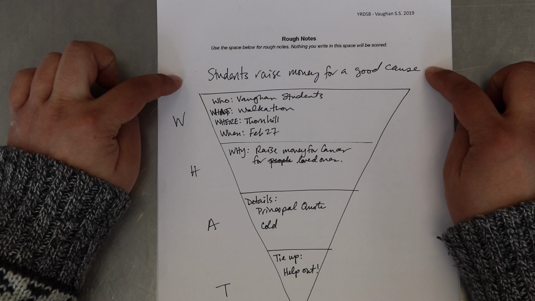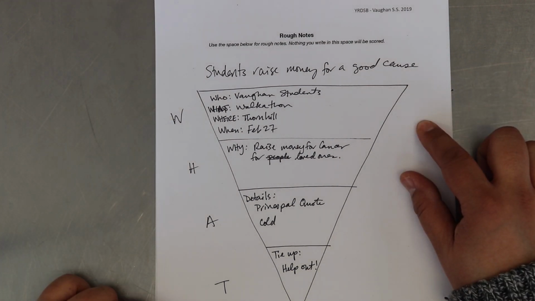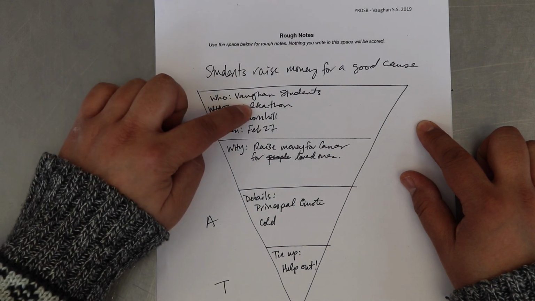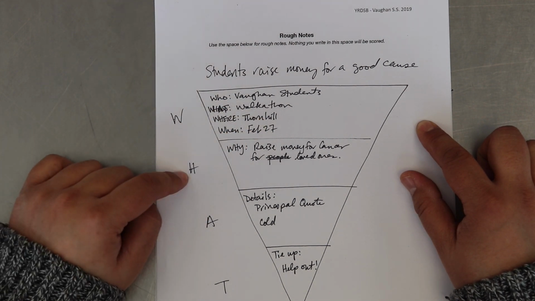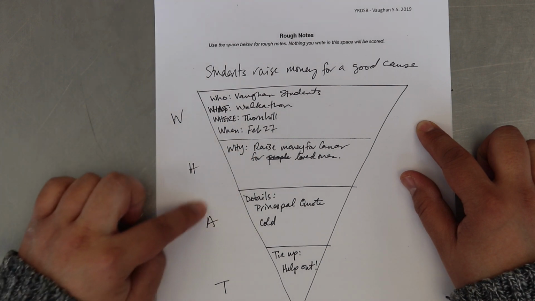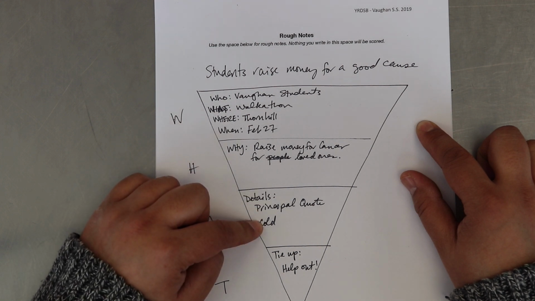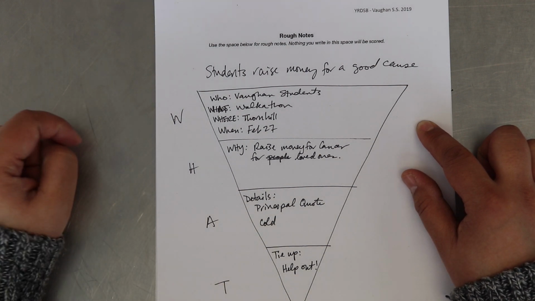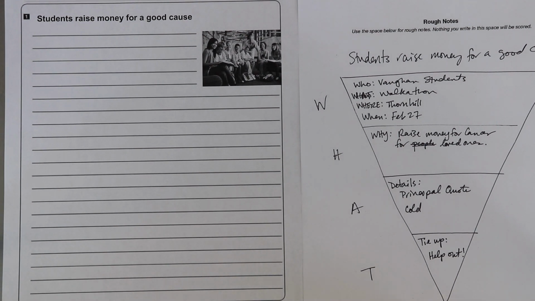So I've got the title here that they have given me, the headline, and I've got my what planner on the side. I have who, Vaughan students, what, walkathon, where, Thornhill, when, February 27th, why, they're going to raise money for cancer for loved ones. And all of the added details, the principal's going to quote, I'm going to talk about how cold it is outside. And then what am I going to do for the tie-up? I'm going to talk about how people reading the article can help. Using this planner, I'm going to write my article.